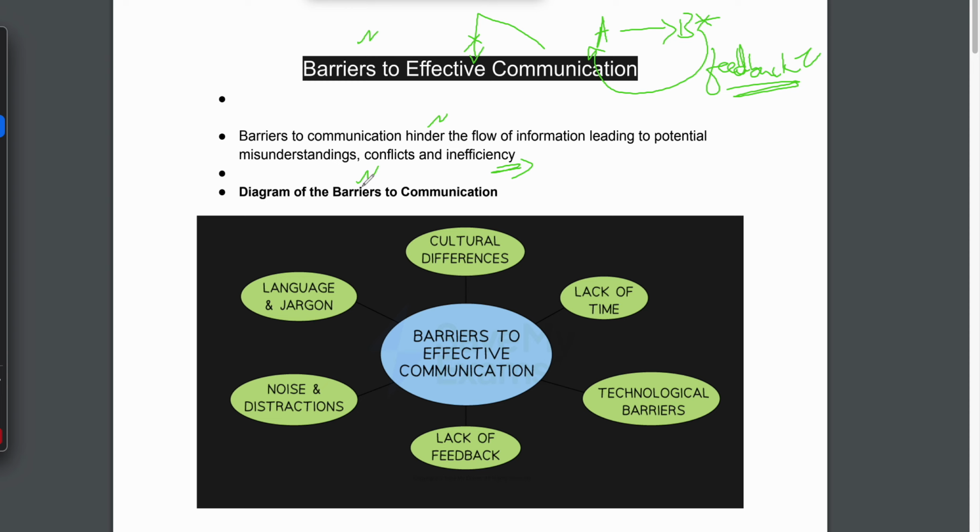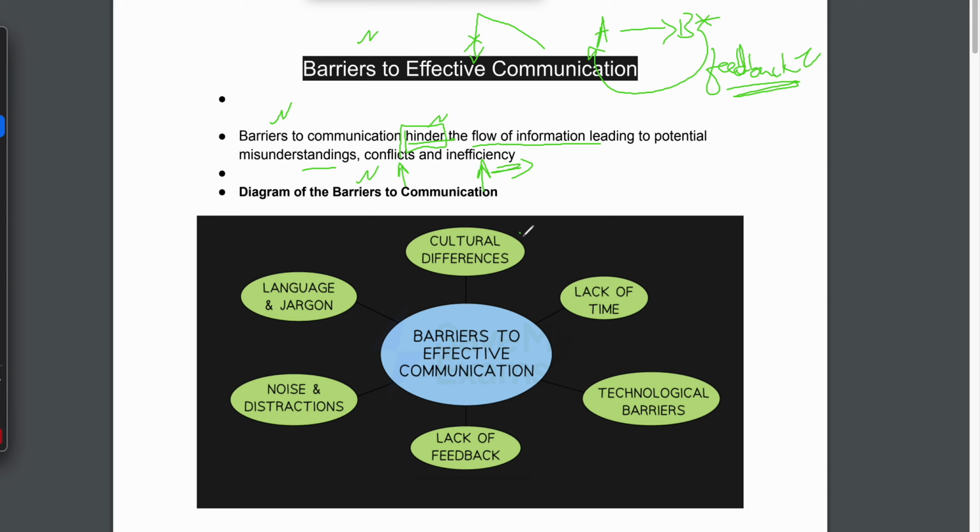So by definition, if you are asked to define what a barrier to effective communication is, we're talking about any hindrance. You get the point? We're talking about anything at all that hinders effective communication. We're talking about the stumbling blocks, anything that's going to be affecting the effective flow of information that potentially leads to misunderstanding, conflicts, and even inefficiency. That's basically what we're talking about, yeah?